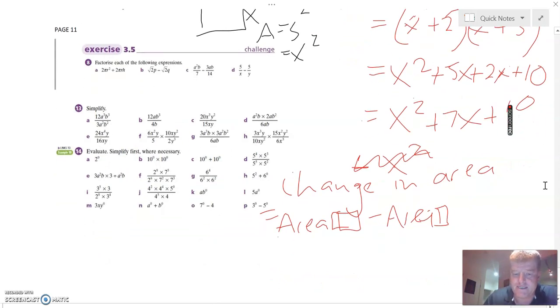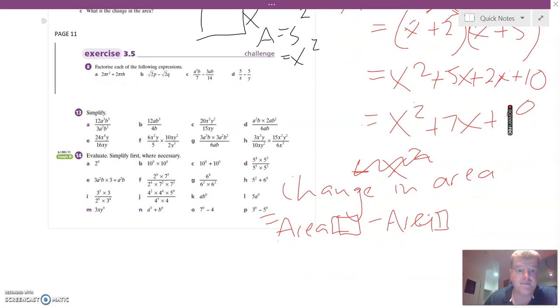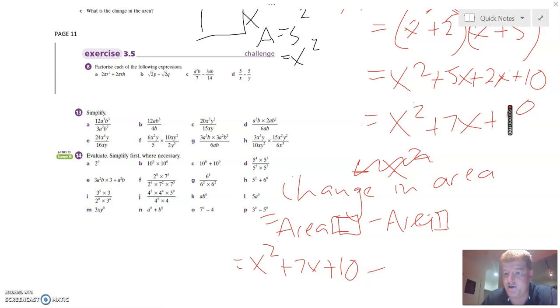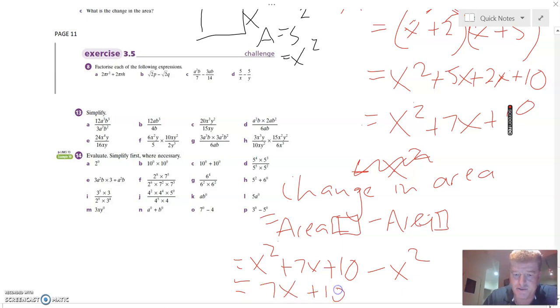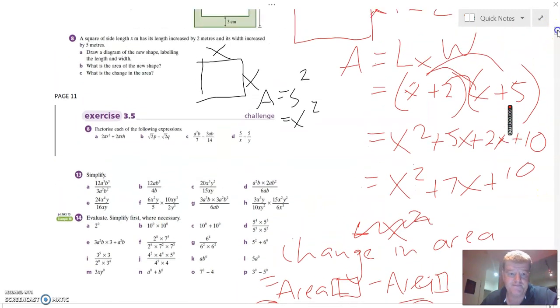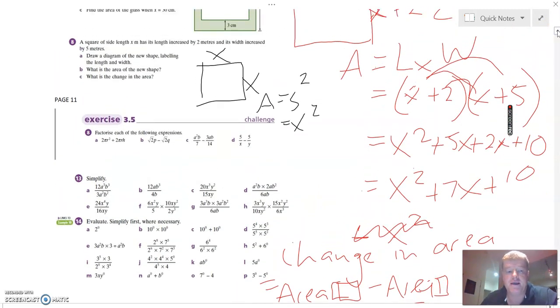So if we work these things out, we've got that it's going to equal the area of the rectangle, x squared plus 7x plus 10, minus the area of the square, the original area, which is x squared. So the change, the increase, is going to be 7x plus 10, because x squared minus x squared is just going to give us 0, and what's left is 7x plus 10. So that will be the change in the area.